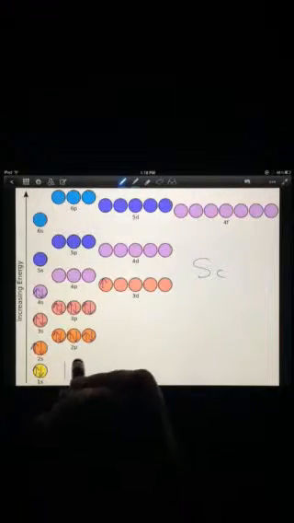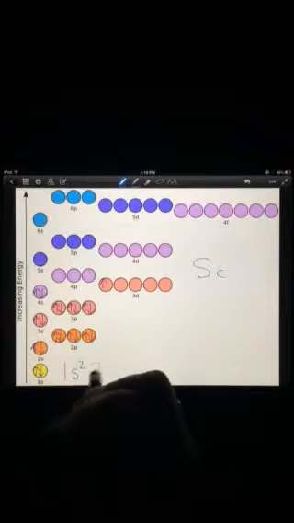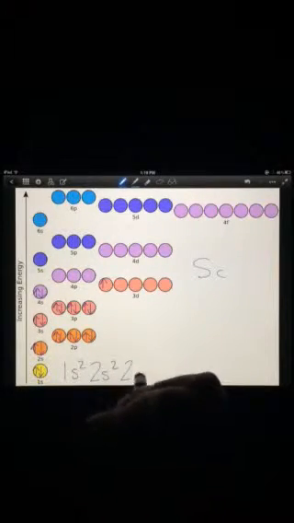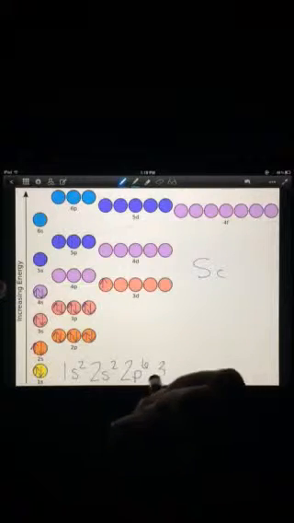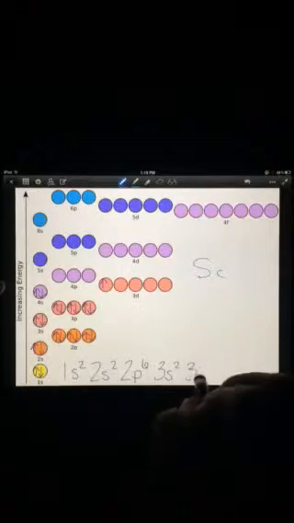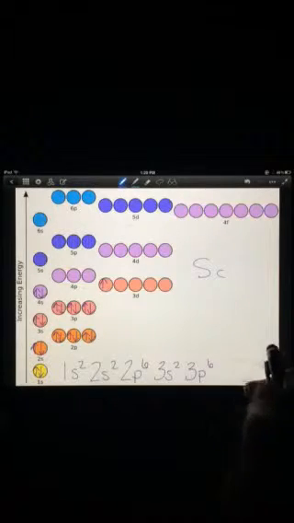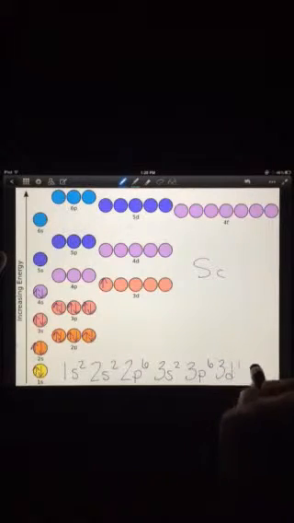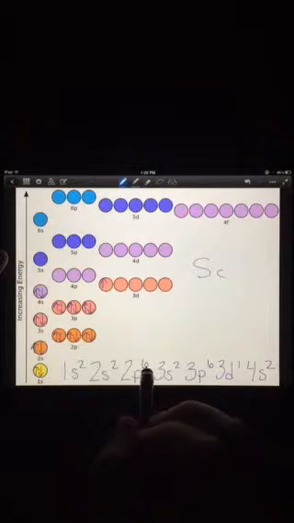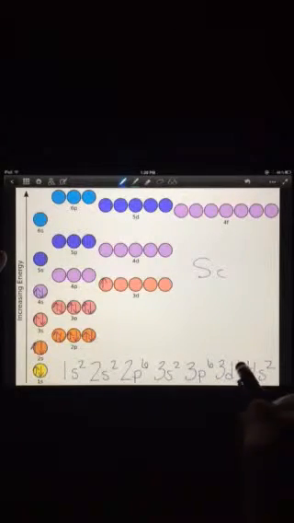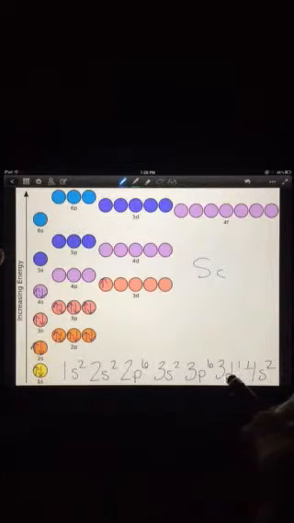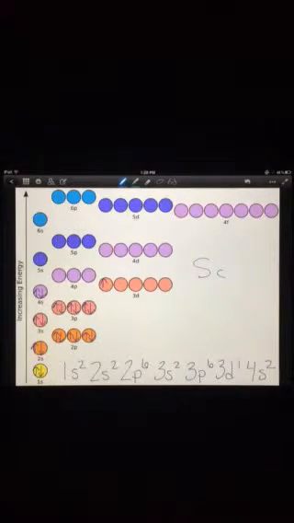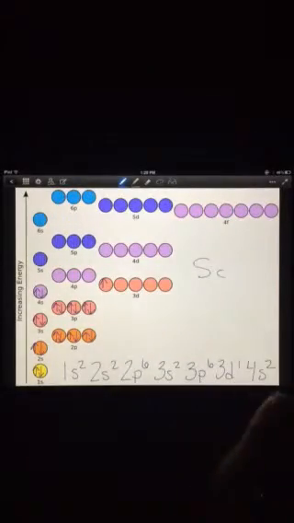Again, 1s2, 2s2, 2p6, 3s2, 3p6. I have to write these in numerical order, so I actually have to write 3d1 followed by 4s2. 2, 4, that's 10, 11, 12, 13, 14, 15, 15 plus 6, 21. And I get 21.